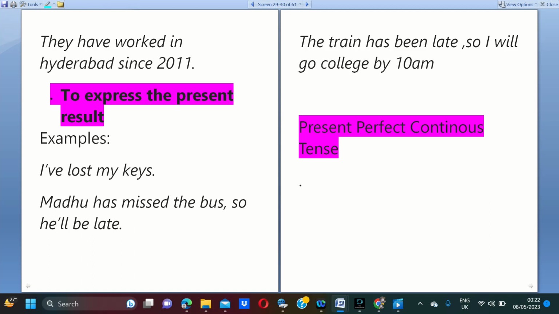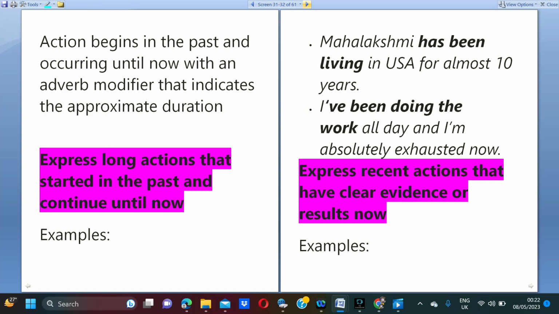Next, present perfect continuous tense. Action begins in the past. In the present perfect continuous tense, as I told you earlier, in the present perfect tense also, action begins in the past and continued into the present moment. Sometimes it is finished, sometimes it is unfinished. In the present perfect continuous tense, action begins in the past occurring until now.